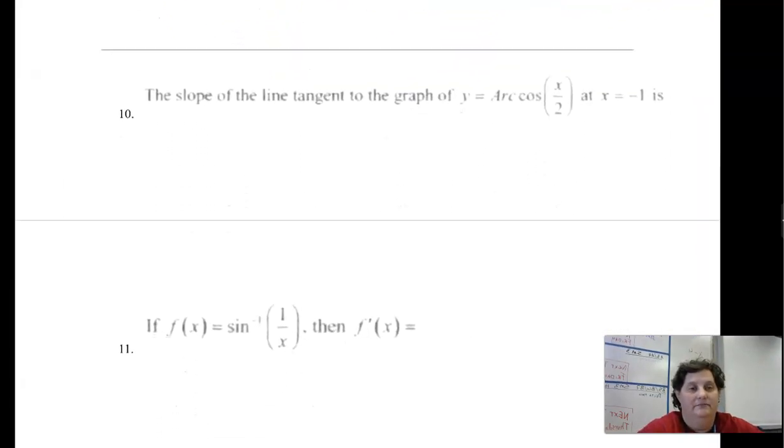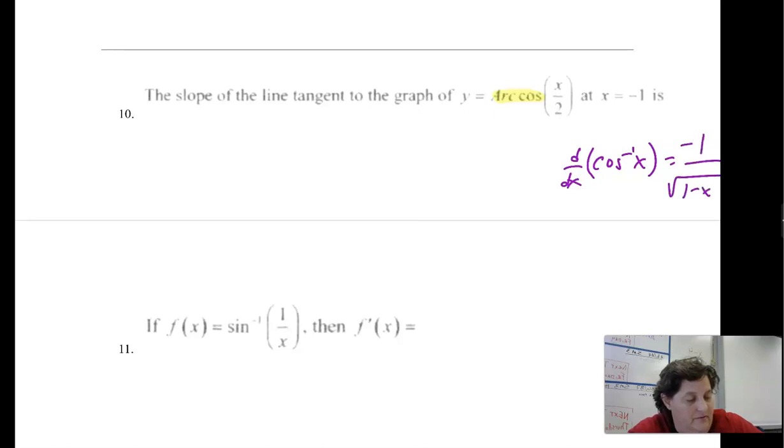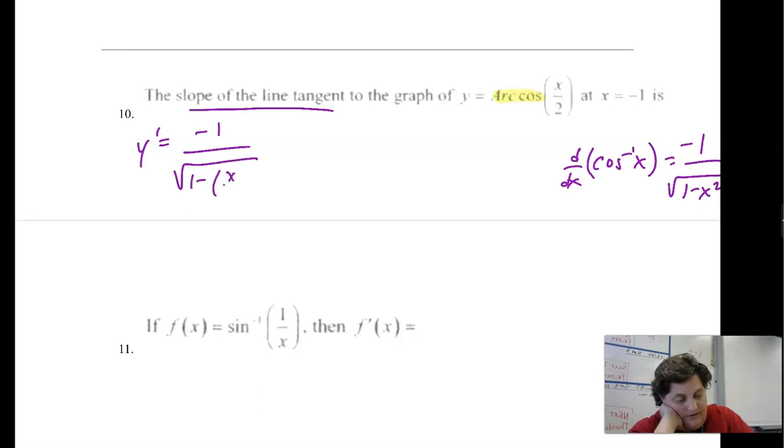Okay, and then here's another trig one, arc cosine. So again, on the board, you would see the derivative of inverse cosine x is negative 1 over the square root of 1 minus x squared. All right. Okay. Slope of the tangent line means derivative. So derivative of this is negative 1 over the square root of 1 minus that squared, because that's what's on the inside, times the derivative of that.